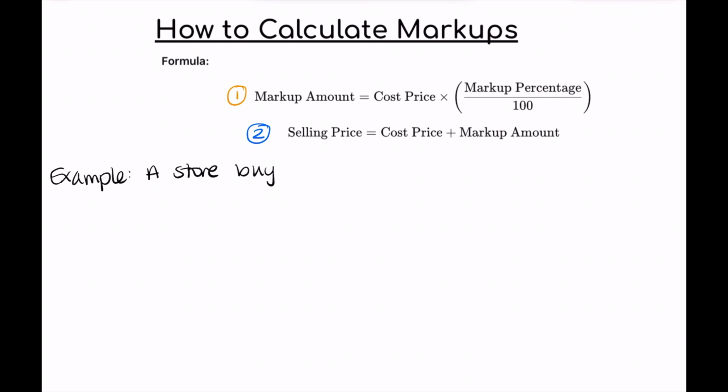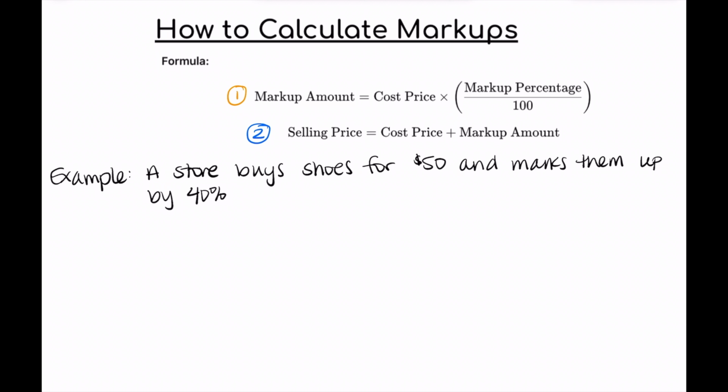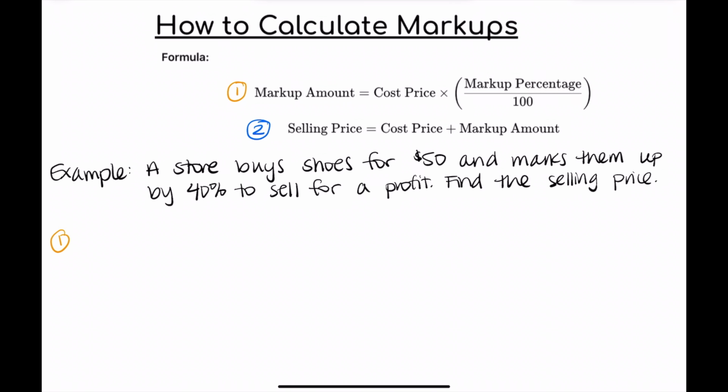So let's go through our example for the markups. Let's say that a store buys shoes for $50 and marks them up by 40% to sell for a profit. So same as all of the other types of examples we've done, our first step is to find that markup amount. What we will do is we'll take that cost price, which is $50, and we will multiply it by 40 over 100, right? It's 40%. Our markup percentage is 40, so we will do 50 times 40 over 100. That is the same as 50 times 0.40. And when we use our calculator, we get $20. So that would be our markup amount.